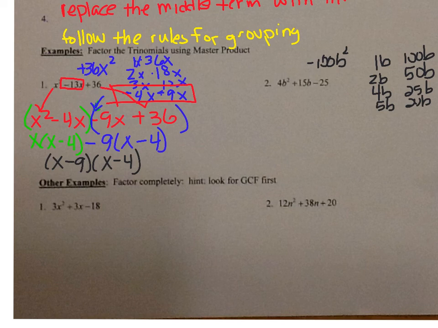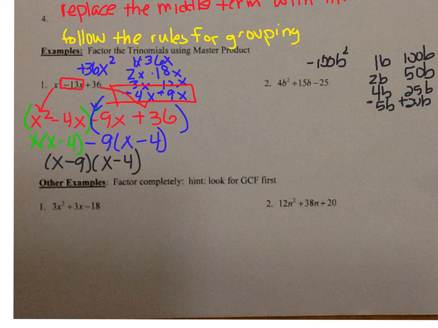Okay, so now we have to figure out the signs. When I add these, they have to give me positive 15. But when I multiply them, it has to be negative 100. So remember, when you multiply two numbers together, in order to get a negative, you have to have one positive and one negative. Which kind of makes sense. You have to have a positive and negative in order for you to combine like terms. They'll add. But I have to get a positive 15. So which one is going to be positive and which one's going to be negative? So it's going to be positive 20 and negative 5. Negative 5 plus 20 is positive 15.